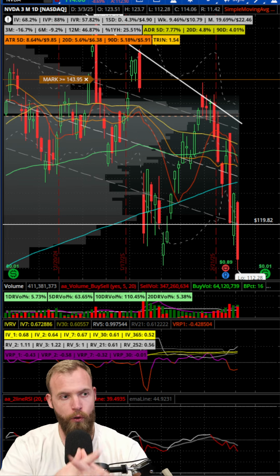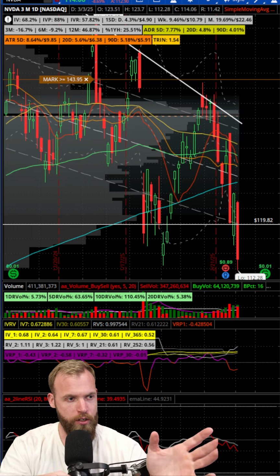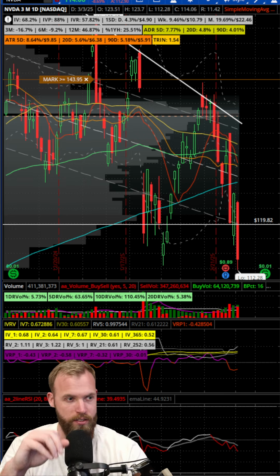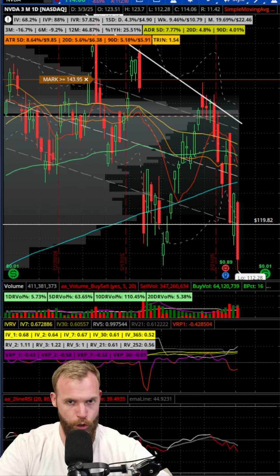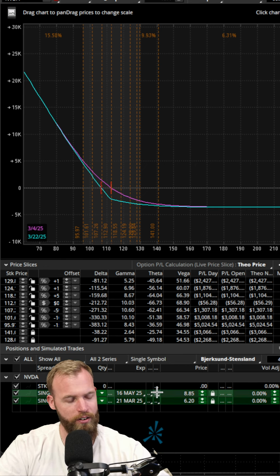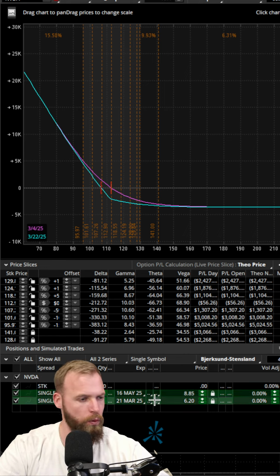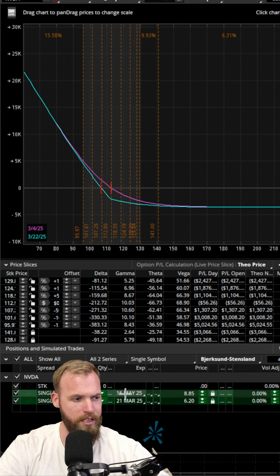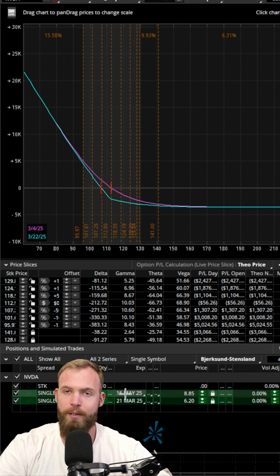And very frequently, an options trader will see something like this, and they will go into the options chain and they'll start to say, well, how do I essentially play my idea? Should I use the options that expire in 16 May and 21 March? And should I do more of the 21 March than the 16 May because they're cheaper?